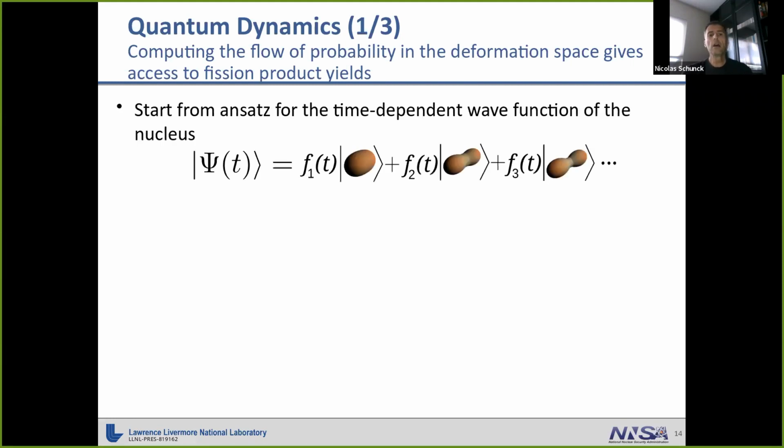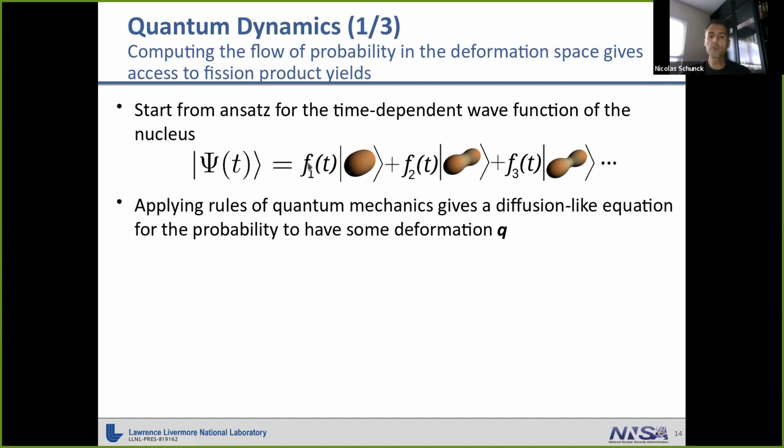So how do you do this? You use a basic principle of quantum mechanics, which is the superposition principle. You start from an ansatz for the time-dependent wave function of the whole nucleus, and you write it as a sum of different shapes with weights that are time-dependent functions, and these are the functions you want to determine. Those shapes correspond to the shapes that you have pre-calculated in your potential energy surface. And then, of course, I'm simplifying things a little bit. You can imagine that it's not a discrete sum. This is going to be an integral. It's not necessarily going to be one-dimensional. It's going to be a lot more complicated, but you get the idea.